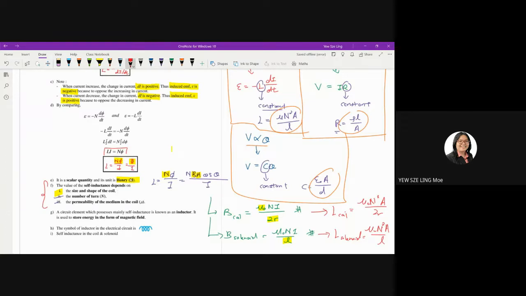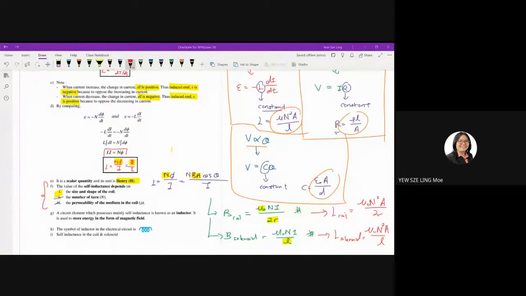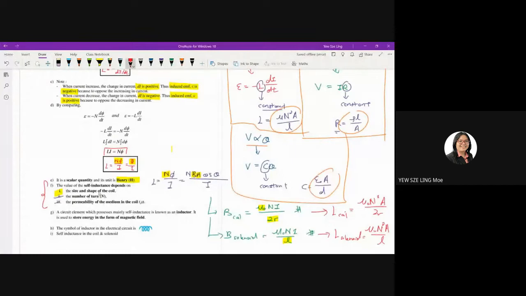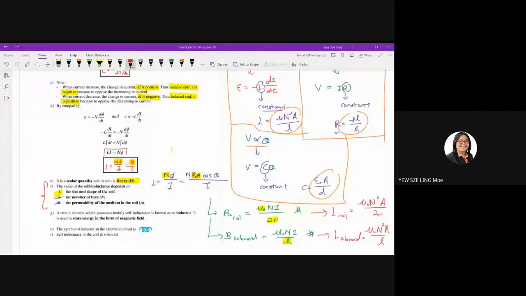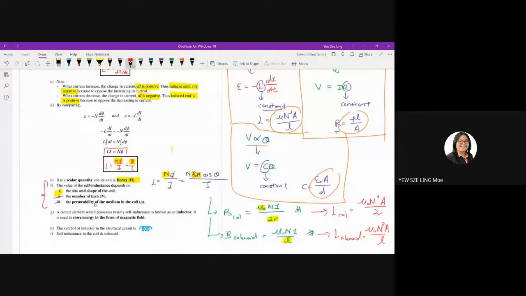So self-inductance depends on the size or the shape of the coil or solenoid, and then the number of turns, and then the permeability of the medium of the coil. A circuit which possesses mainly self-inductance is known as an inductor, and it is used to store energy in the form of a magnetic field.